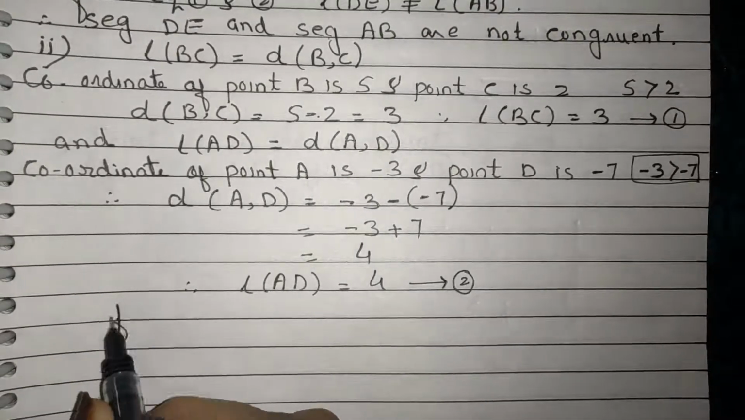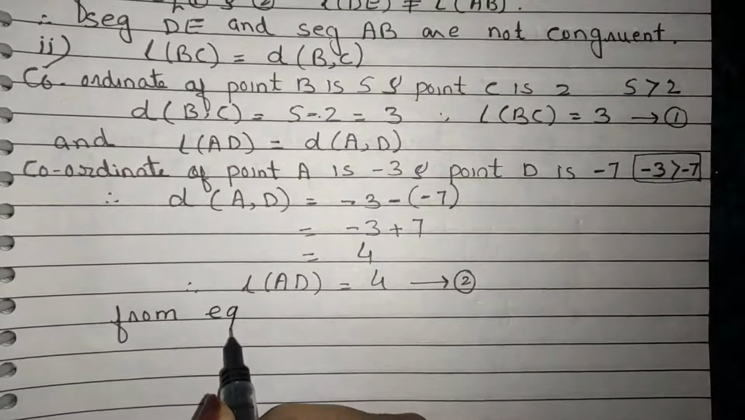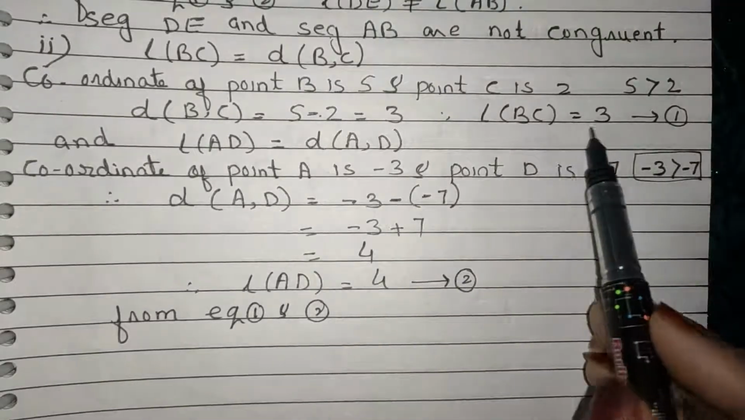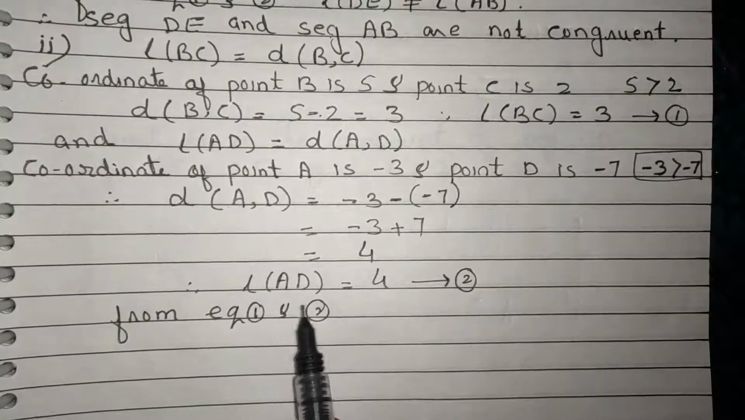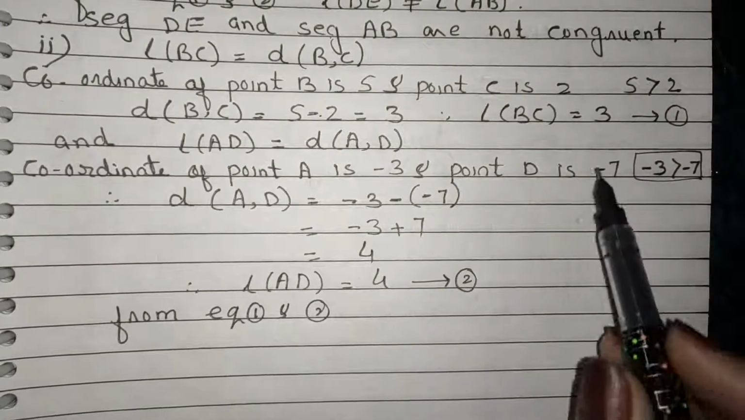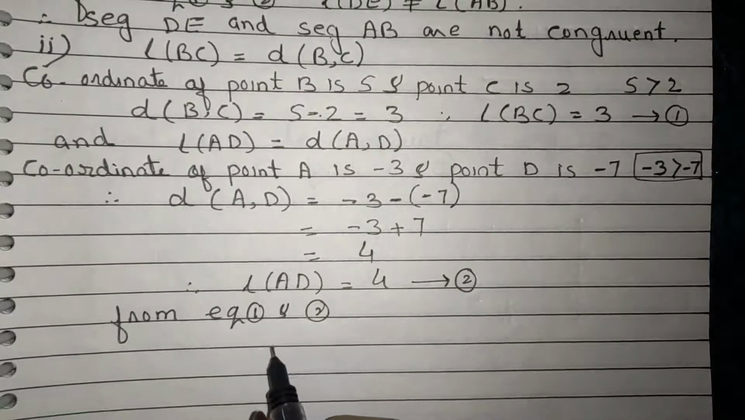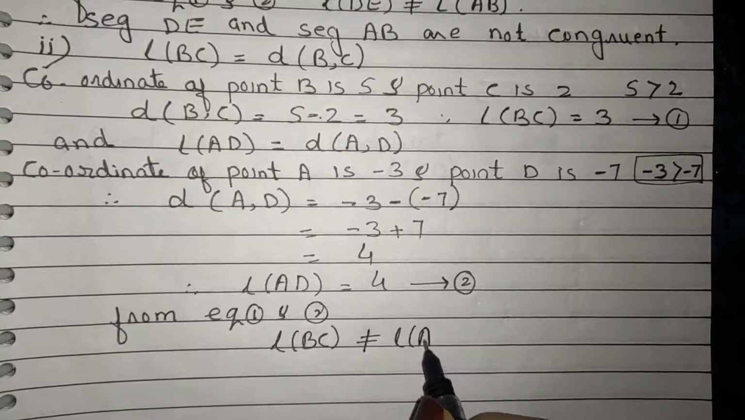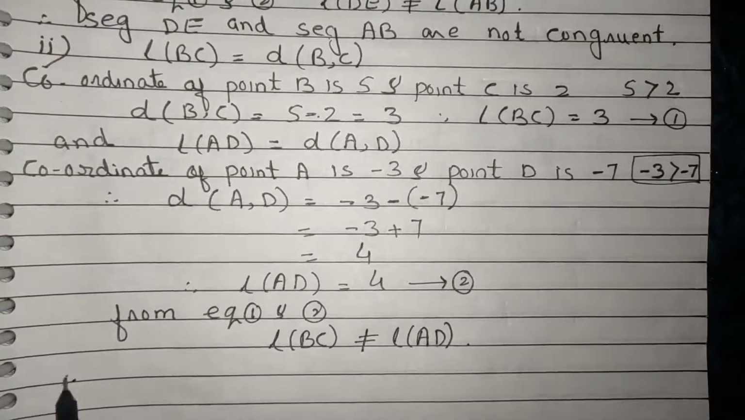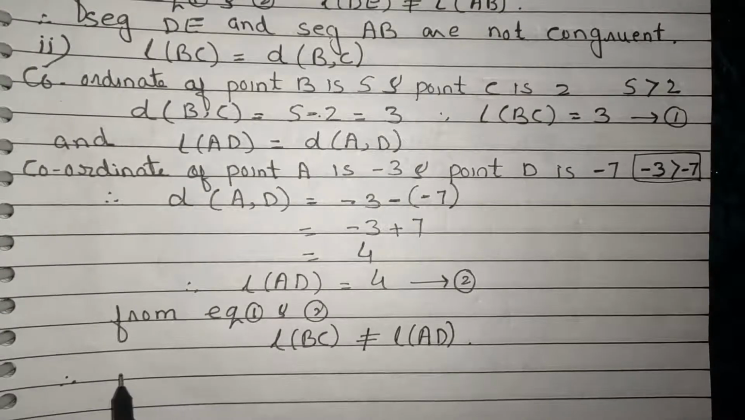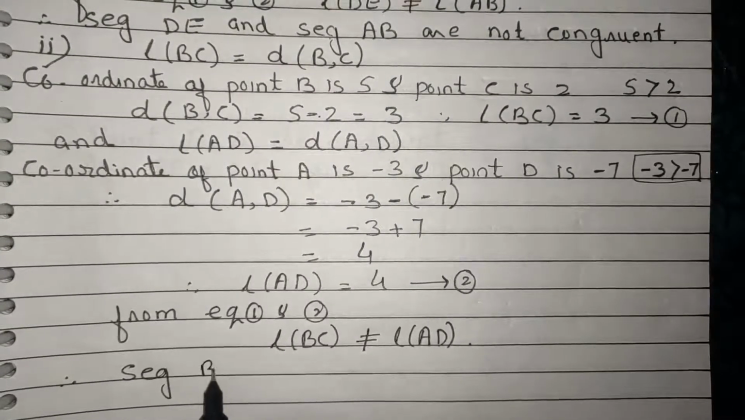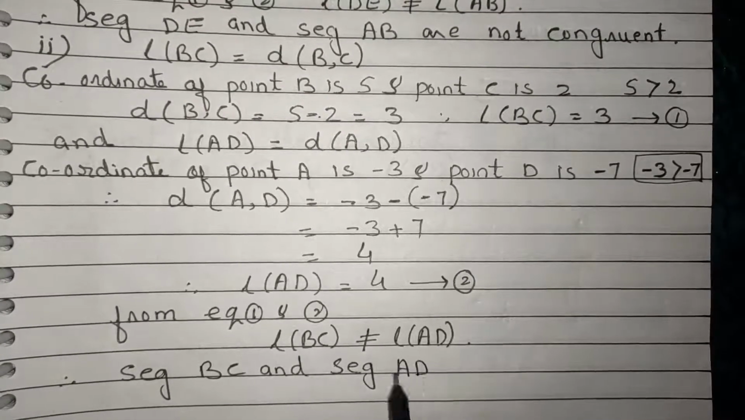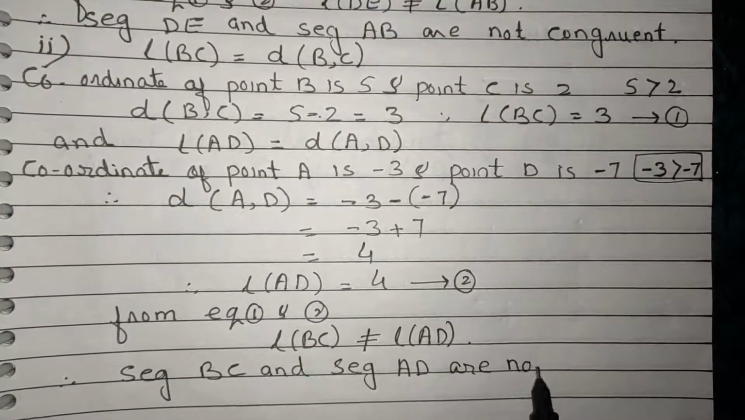Now, from equation 1 and 2, now look here, in equation 1 we get length BC is equal to 3, and in equation 2 we get length AD is equal to 4. Both are not equal. Therefore write down here from equation 1 and 2, length BC is not equal to length AD. Therefore write down the answer here. Segment BC and segment AD are not congruent.